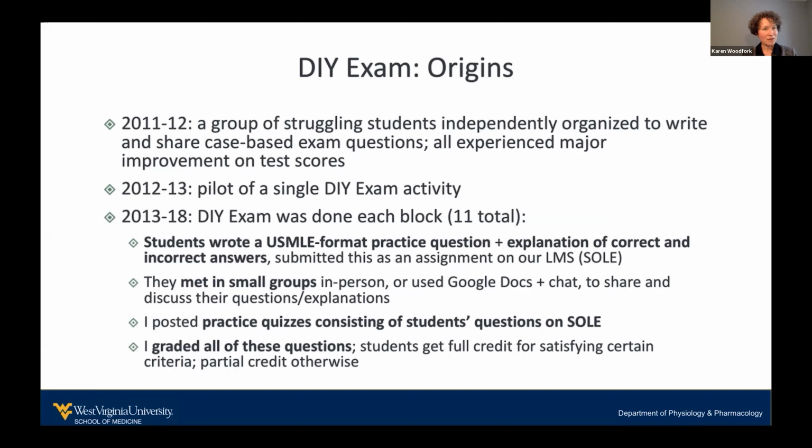I collated their questions. I posted them on the LMS for them to use as practice questions. And I graded all of these questions so that students would get full credit for submitting a question. Not that it had to be totally correct, but it had to meet certain criteria for being a real, true case-based integrated exam question, which was not a recall question or a case stuck in front of a recall question or something like that. So this was a lot of work for everyone.